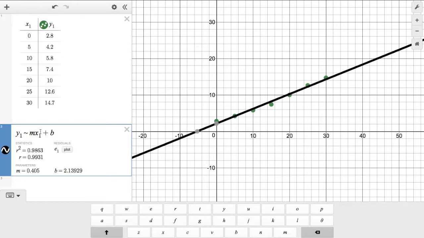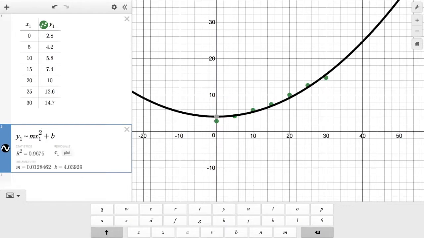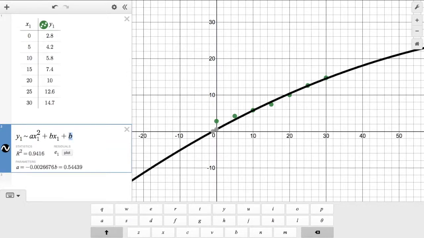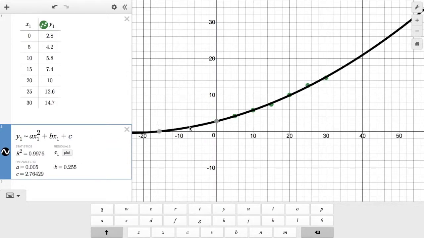I just also want to point out that you can, if you want, put in different equations too. This symbol right here can accommodate more than just a linear regression like y equals mx plus b. You could put in x squared, like that's a parabola. You could even put in ax squared plus bx plus c. You can see here that it assumes that there's going to be a parabola, and it gives you the r value and the a, b, and c values.